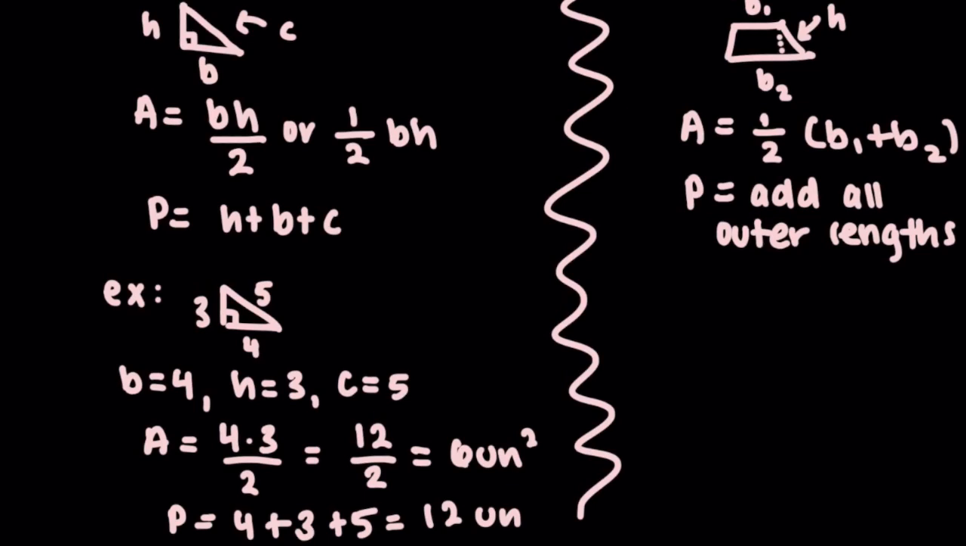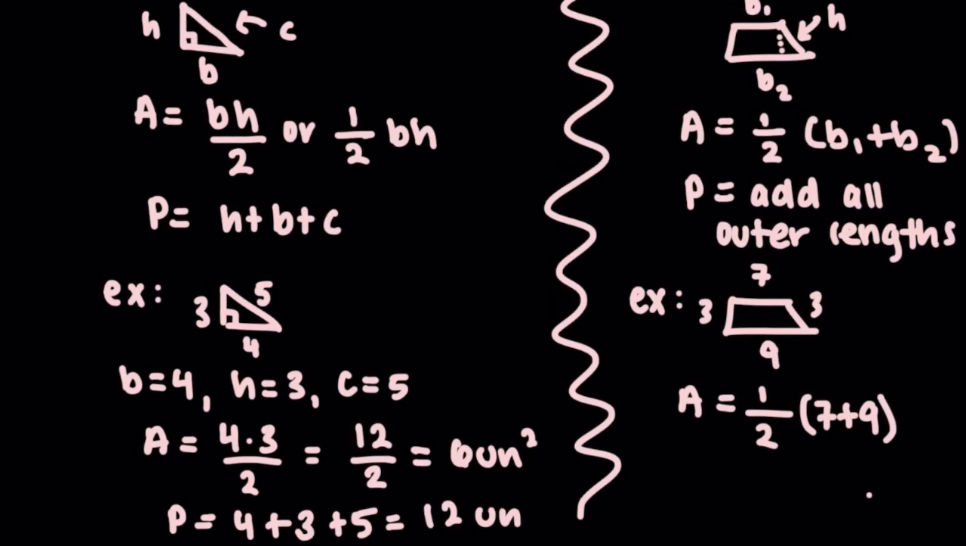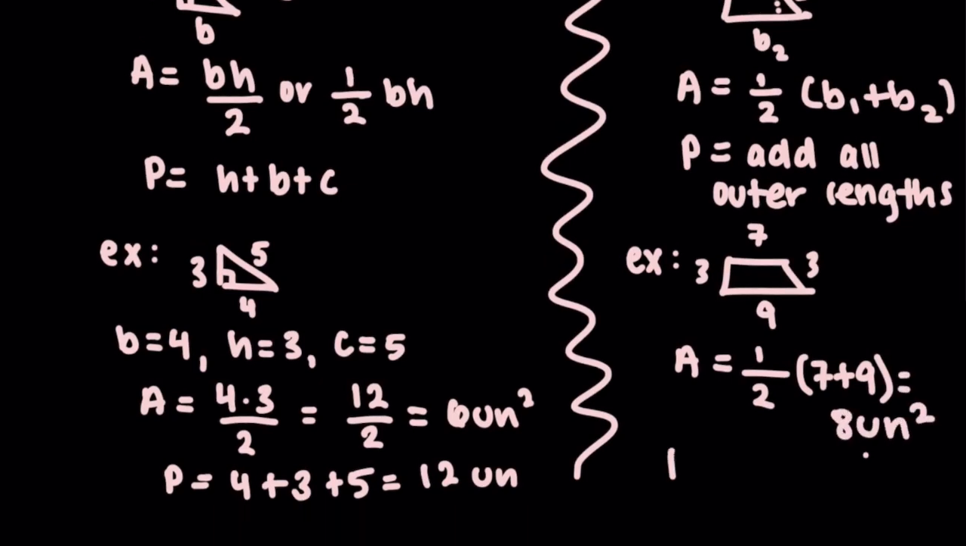Let's move on to an example. In our example, let's say that your base 1 is 7, your base 2 is 9, and your left and right sides are 3. We know that our area is 1/2 times the quantity of 7 plus 9, which equals 8 units squared, and our perimeter is 7 plus 9 plus 3 plus 3, which is 22 units.